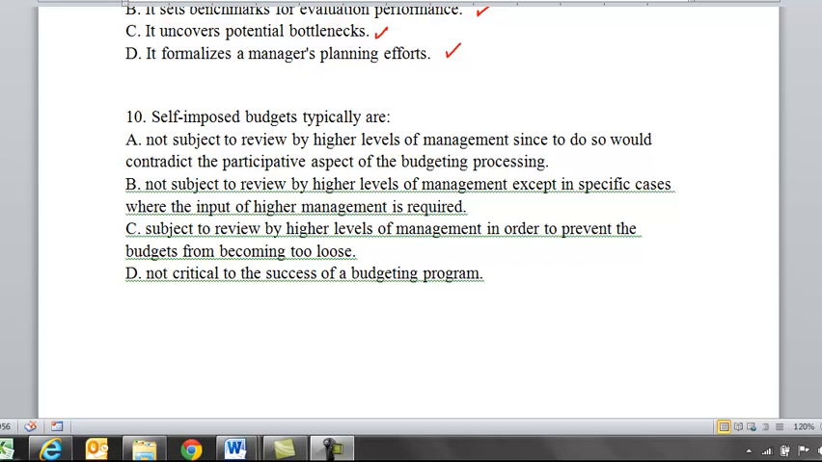So C says subject to review by higher levels of management in order to prevent the budgets from becoming too loose, and that's important. You want them to be realistic. So that sounds like a good one, but let's make sure with D, not critical to the success of the budgeting program. Well, it doesn't even make sense. Of course it's critical. So C is the best one, because again, they're subject to review by higher levels of management. Got to have the buy-in from top to down. And also, higher management wants to make sure, since the budgets are being created from lower levels of the organization, that they're realistic and not too easy to obtain.